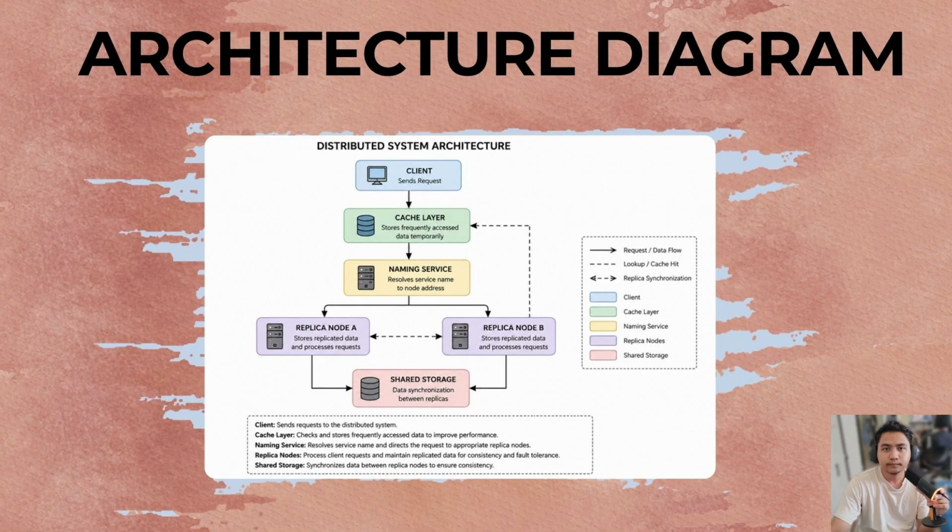Root 3 presentation. This diagram shows the system architecture. The client communicates through the name service to find the required service. Requests are processed across distributed nodes. Shared data acts as the shared storage, and data is replicated across node A, B, and C to ensure consistency.